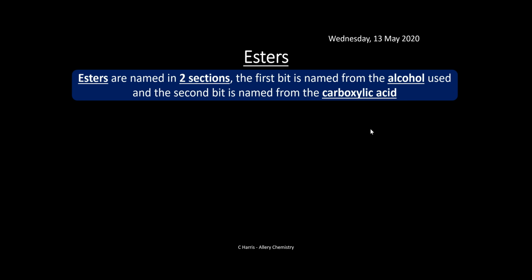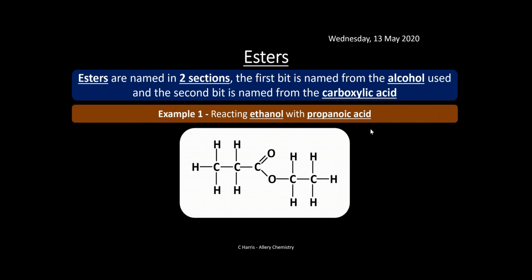Esters, we need to know how we actually name an ester, and they're named in two sections. The first bit is from the alcohol, whatever the alcohol was used to make the ester, and the second bit is named from the carboxylic acid that was used to make the ester. Let's have a look at this example. Here we've used ethanol and propanoic acid.